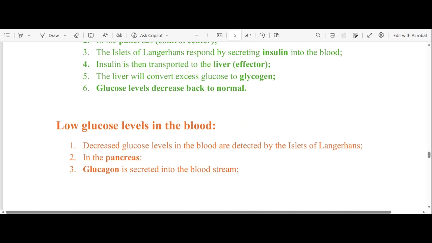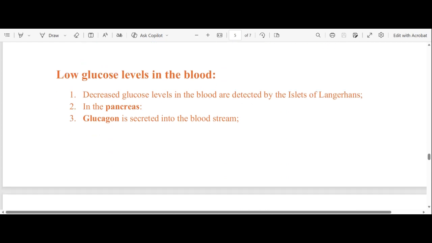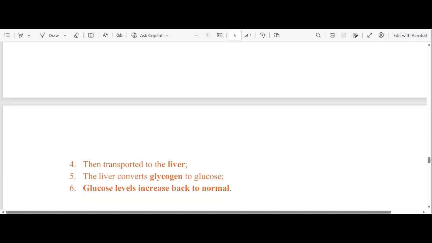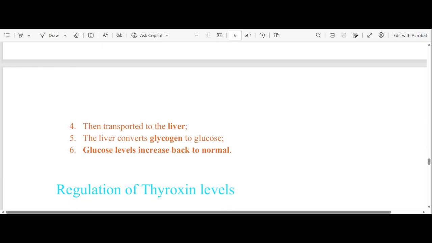So decreased levels of glucose in the blood will be detected by the islets of Langerhans in the pancreas. Thereafter, the pancreas will secrete glucagon into the bloodstream, and that glucagon will be transported to the liver. Then the liver will convert glycogen to glucose. Then your glucose levels will increase back to normal. Remember, glycogen is just a stored form of energy.